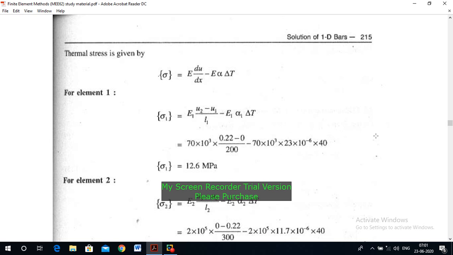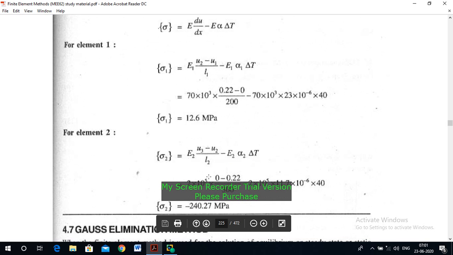Therefore, after simplifying this and entering all the values in the calculator, finally sigma 1 I will get 12.6 megapascal. Similarly, for element 2, find out the stress induced in element 2.